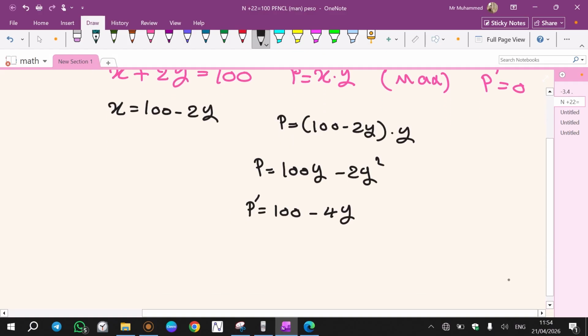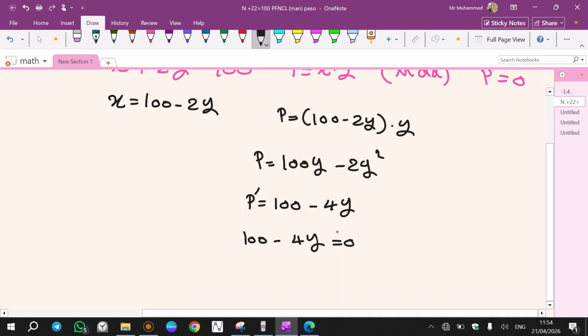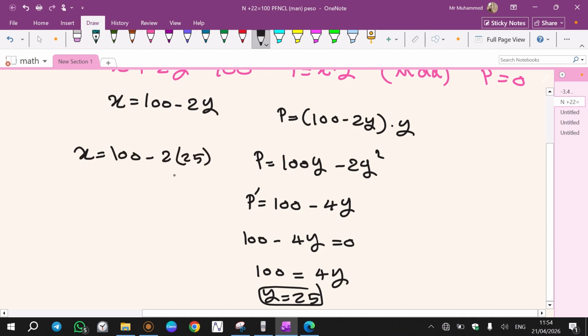100 minus 4y equal to 0. Now 4y to the other side. 100 equal to 4y. Divide by 4, y equal to 25. I found y. After I found y, I can put the y value here to find x. X equal to 100 minus 2 times 25. So x equal to 100 minus 50, x equal to 50.